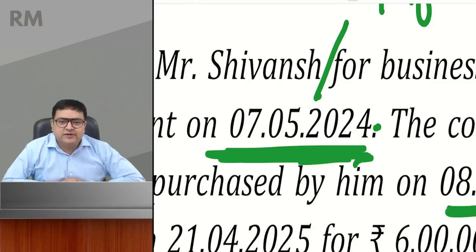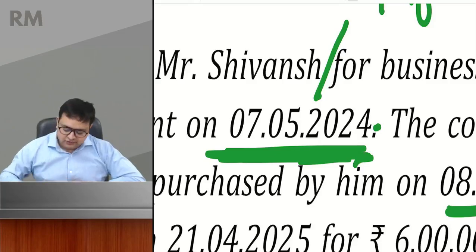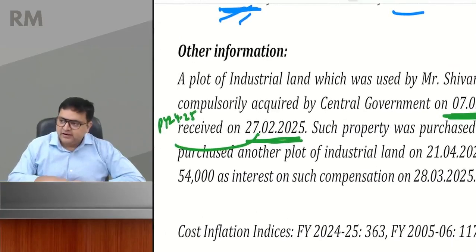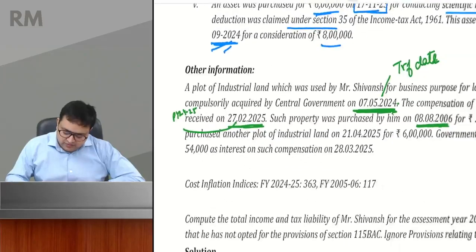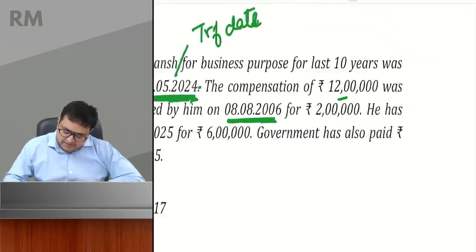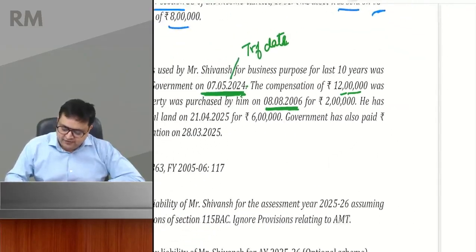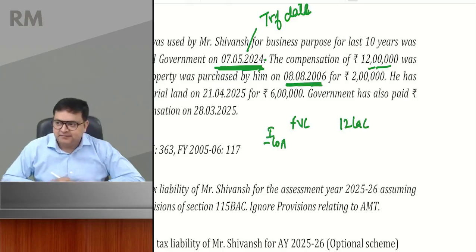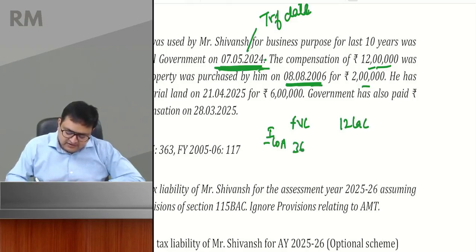Understood? Indexation would be there, 100% indexation. It is taxable this year here, but indexation would be there. Compensation received is 12 lakh, so the full value of consideration would be 12 lakh minus cost of acquisition. I will index it, it's a pre-budget. The cost was 2 lakh.